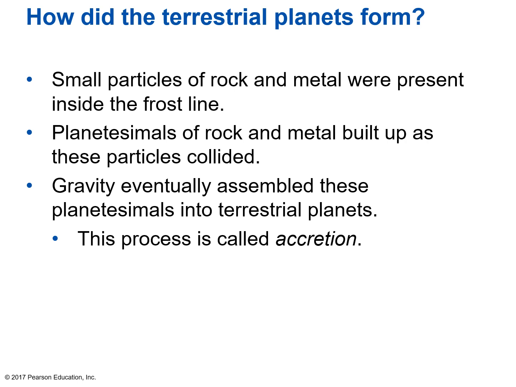So how did the terrestrial planets form? Small particles of rock and metal were present inside the frost line. Planetesimals of rock and metal built up as these particles collided. Gravity eventually assembled these planetesimals into terrestrial planets. This process is called accretion.